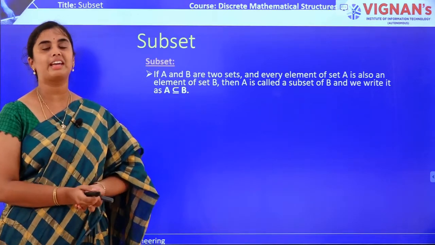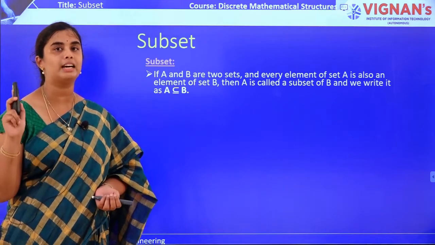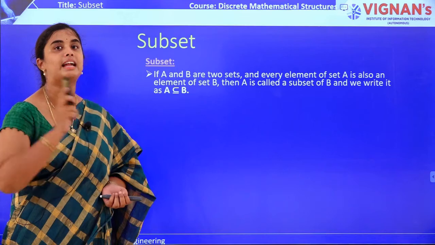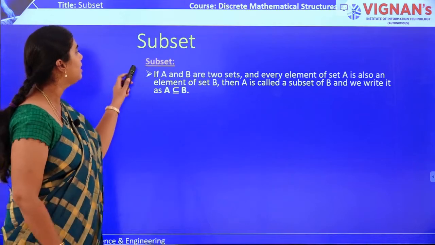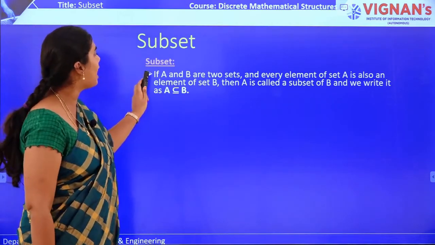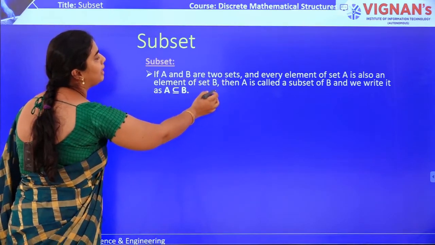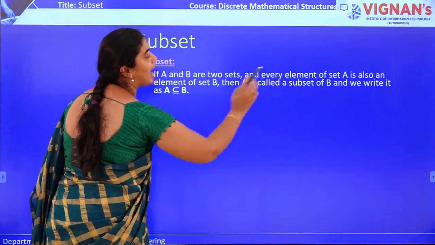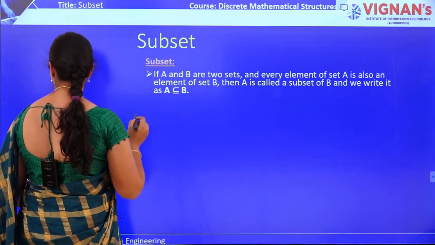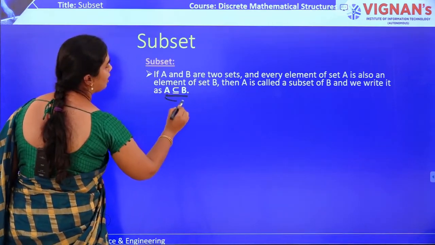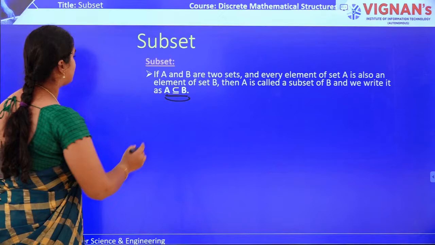I want to give a small clarification regarding the difference between a subset and a proper subset. There is a much higher probability that students will get confused between a subset and a proper subset. We will go in depth into a subset and proper subset now. If you see the definition of the subset, if A and B are two sets and every element of set A is also an element of set B, then A is called a subset of B and we write it as A subset B. This is the symbolic notation of denoting a subset. I will show you an example regarding this now.